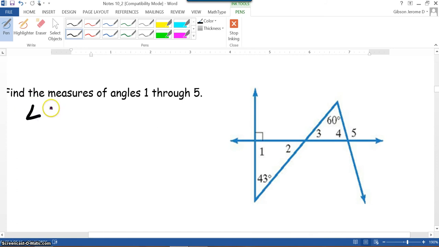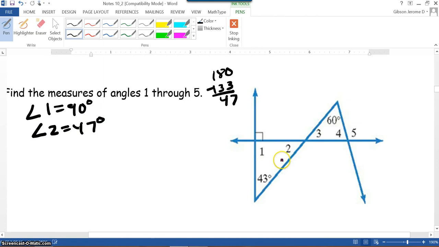So we add angle 1, which is 90 degrees. Okay, so if angle 1 is 90 degrees, we know 90 plus 43 is 133. So we'll take 180 minus 133, which would give us 47. So angle 2 will have to be 47 degrees. Okay, so now we took care of that. Now what we have next is this here.